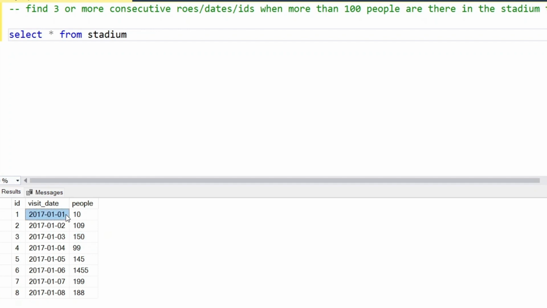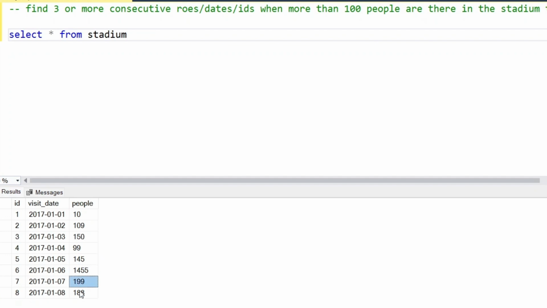So if we check three consecutive days, the condition is not met, because on 1st of January 10 people were there. If the number of people were more than 100, the condition would be met. Next, we will check the 2nd, 3rd and 4th, where people were less than 100 on 4th of January. If we check the 5th, 6th, 7th, yes: on 5th January 145 people were there, on 6th of January 155 people were there, and on 7th of January 199 people were there. So this is the first condition being met.